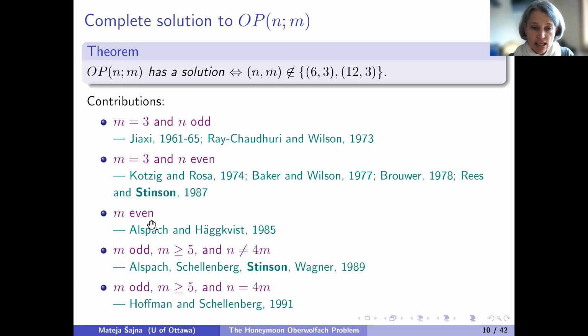The even cycles were considered by Alspach and Häggkvist, and then the odd cycles, again, a contribution by Doug Stinson. Notice one exception here, odd cycle length with 4 tables. This was not solved in this paper, but was later filled in by Hoffman and Schellenberg in 1991, I believe. For some reason, I can't see this line there. Okay.